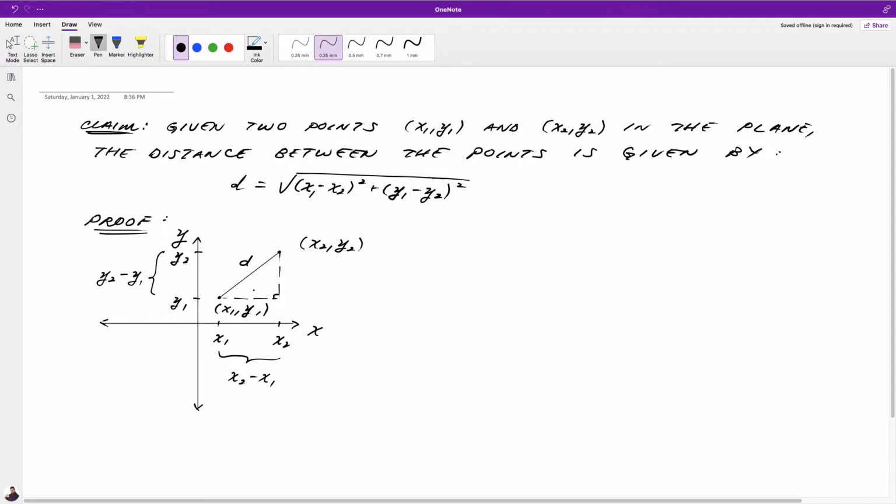So if I call this t1 and t2, I have t1 squared plus t2 squared is equal to d squared, according to the Pythagorean theorem. Okay, but as you can see, t1 is equal to x2 minus x1. So I'm going to have x2 minus x1 all squared plus t2 is y2 minus y1 all squared is equal to d squared. And we're done. We just have to take now the square root of both sides.